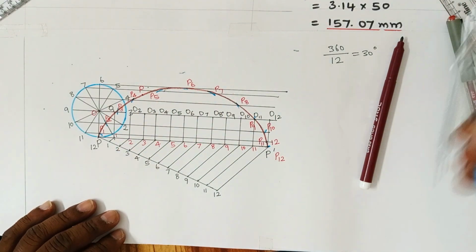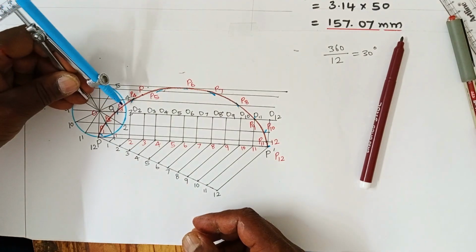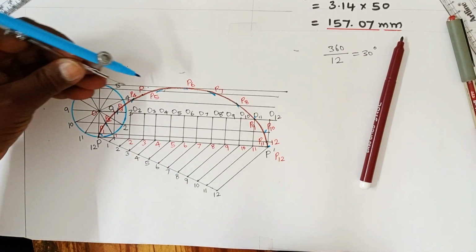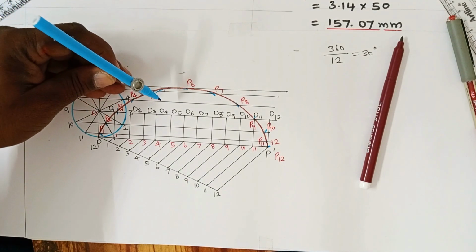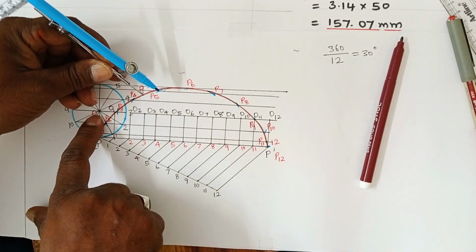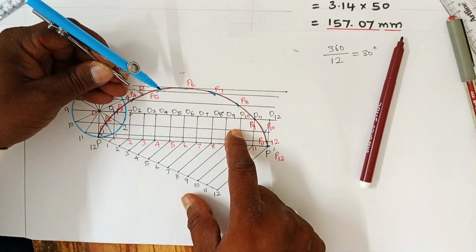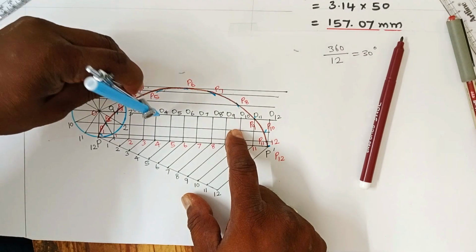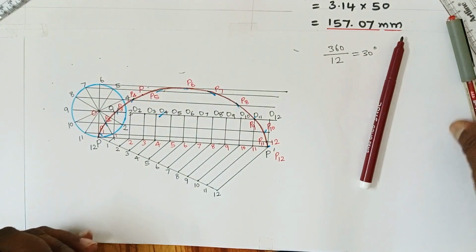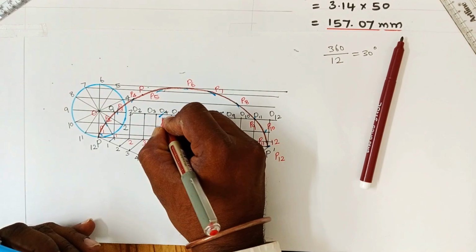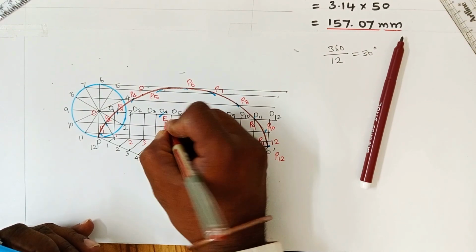Okay, I'll explain. Take the radius of the rolling circle in your compass. Keeping the located point P as center, cut an arc on the line passing through O of the circle. O means this is the horizontal line, that is O1, O2. You have to cut that horizontal line. Okay, it cuts it here. Let this point be marked as, say, any letter, E.